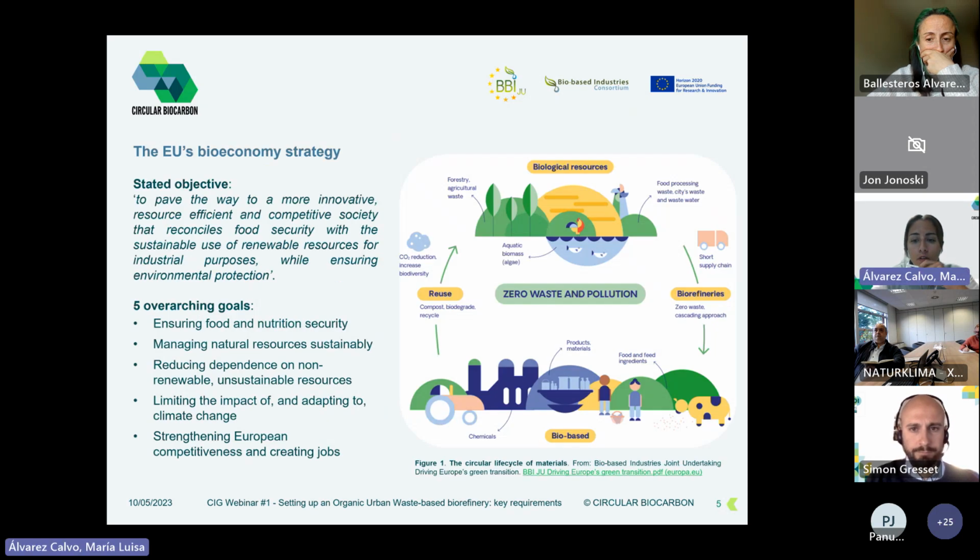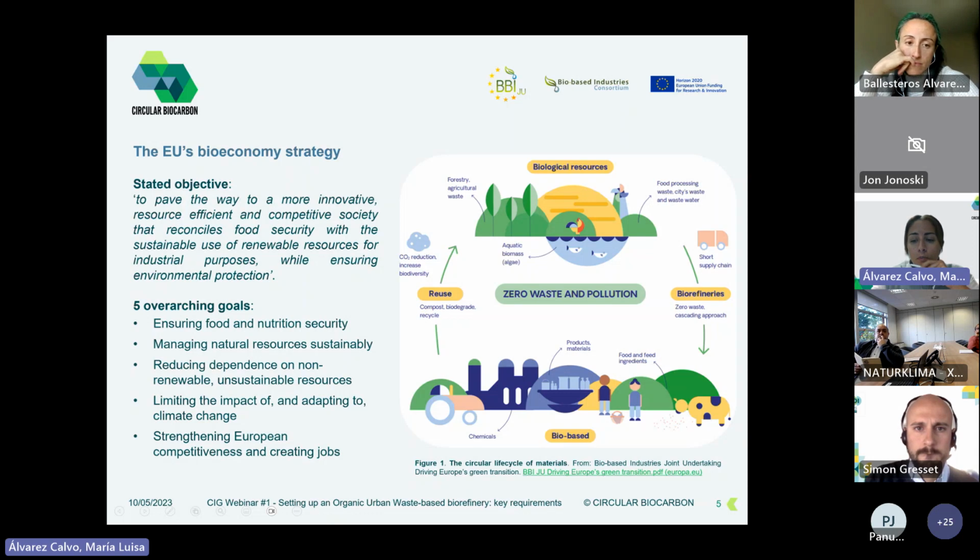The European bioeconomy strategy: in 2012, in order to stimulate the European bioeconomy, the European Commission launched its first bioeconomy strategy, an action plan with a stated objective to pave the way to a more innovative, resource-efficient and competitive society that reconciles food security with the sustainable use of renewable resources for industrial purposes, while ensuring environmental protection.